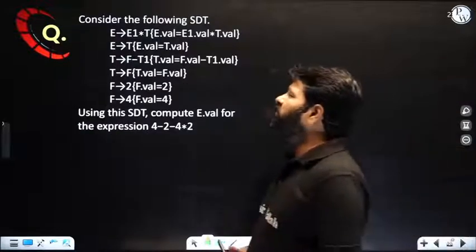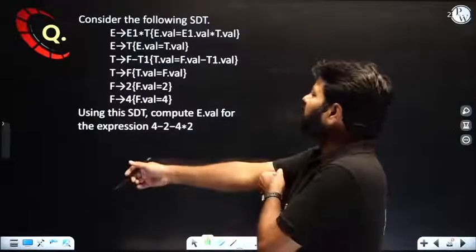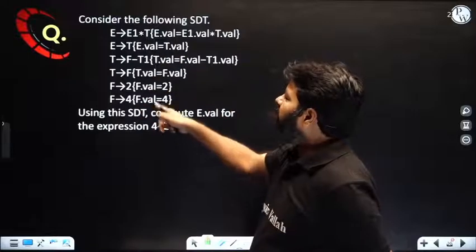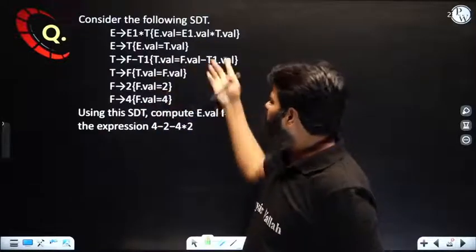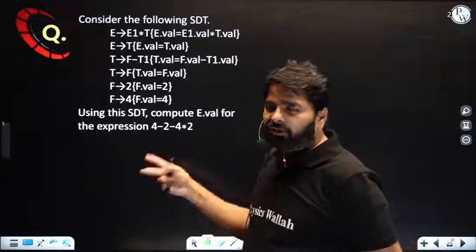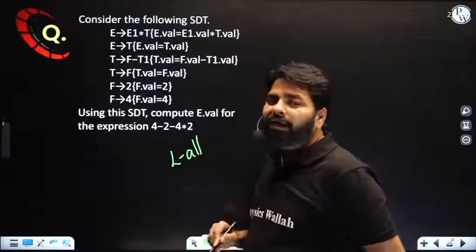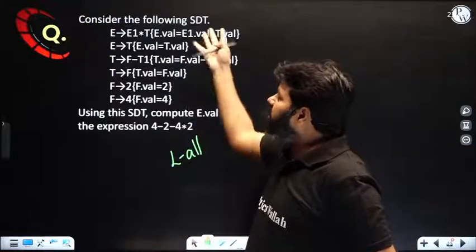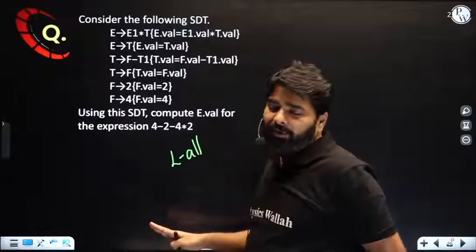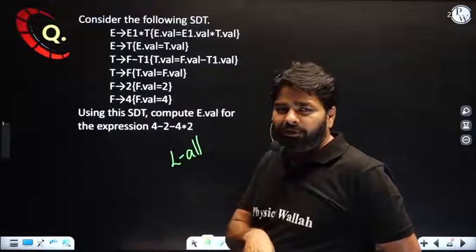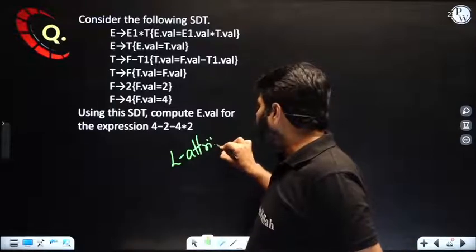Okay, very simple question you have, but still now you have the attributes. I have already explained, right? Did I mention anything here? Nothing mentioned. What technique you follow? L attributed evaluation. Nothing mentioned. Don't go for blindly bottom up parsing. Even if it is S attributed, don't consider. Why? Because every S attributed is L attributed. So always follow L attributed technique.